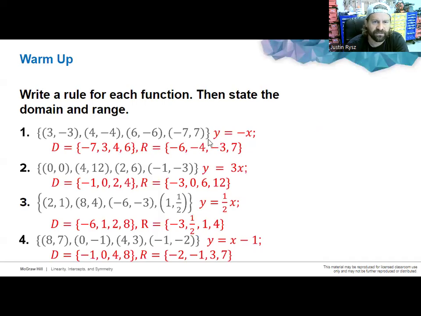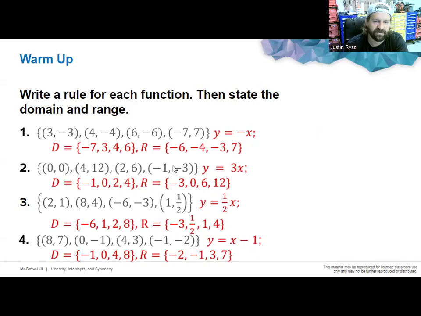The domain, and you always start with domain with the smallest number here. We got -7, then we got 3, 4, and 6. And the range, same thing, we start with the lowest one, -6, -4, -3, and +7. Second one here, if we look at the equation here, 0 goes to 0, 4 goes to 12, 2 goes to 6, -1 goes to -3. So it's y equals 3x.